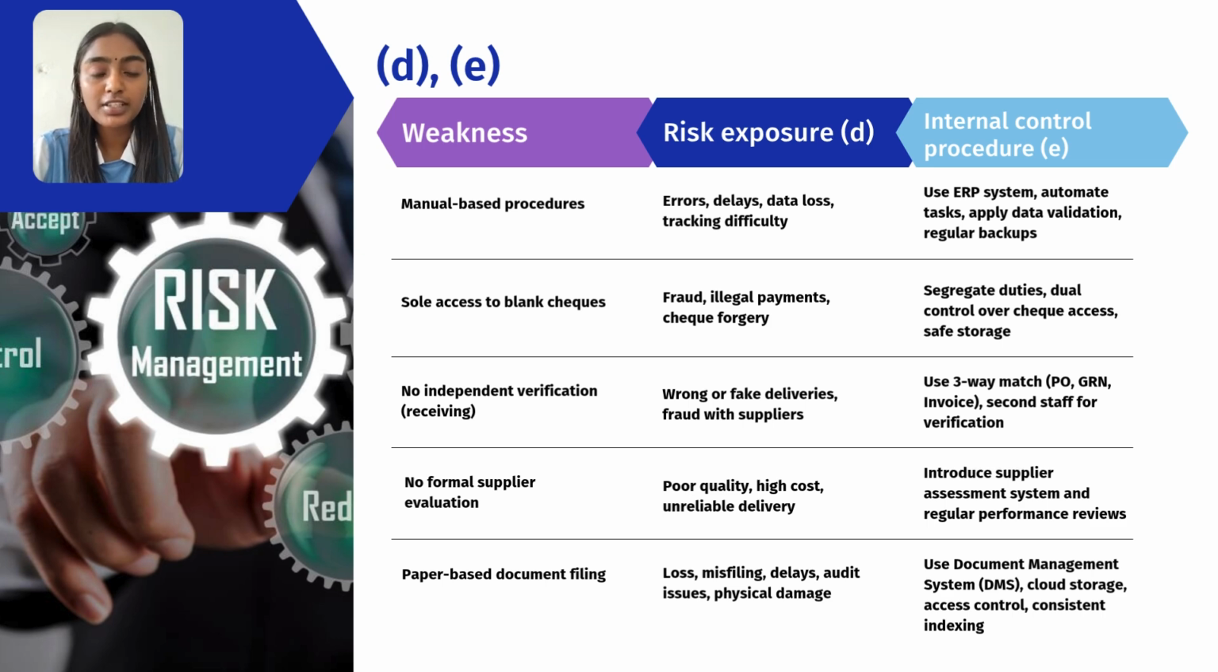No independent checks on received goods can lead to fraud, so a second check and three-way matching should be used. Without supplier evaluation, we risk quality issues and delays. Regular assessments solve this. Lastly, paper documents can be lost or damaged, so digital storage and proper backups are recommended. These controls improve accuracy, safety, and efficiency.